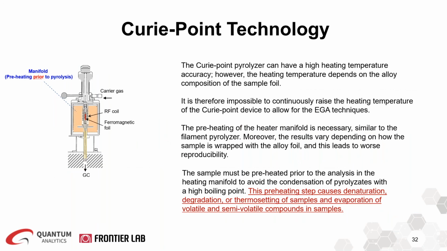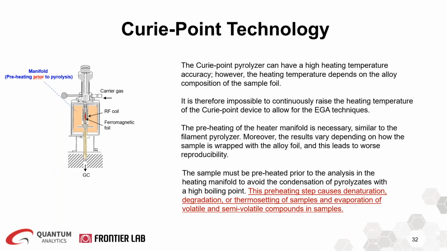Lastly, the Curie point pyrolyzer can have a high heating temperature accuracy. However, the heating temperature depends on the alloy composition of the sample foil. It is therefore impossible to continuously raise the heating temperature of the Curie point device to allow for EGA. The preheating of the heater manifold is also needed, similar to the filament pyrolyzer.